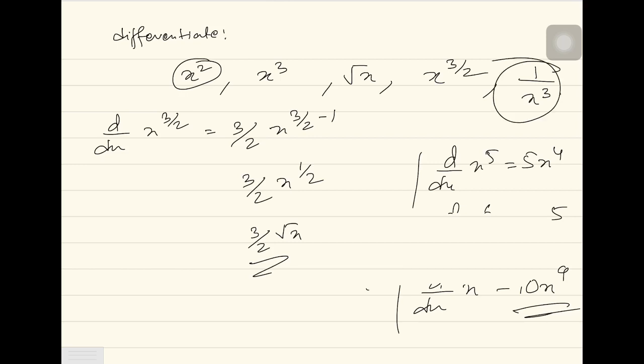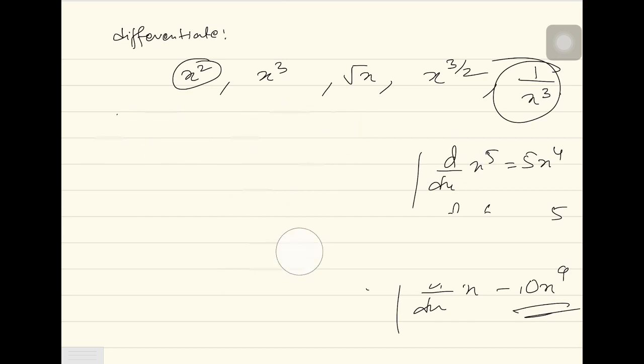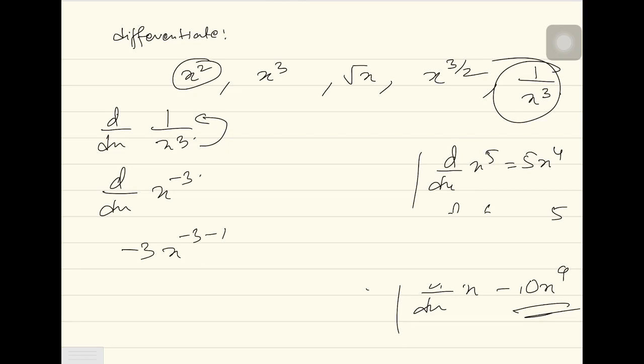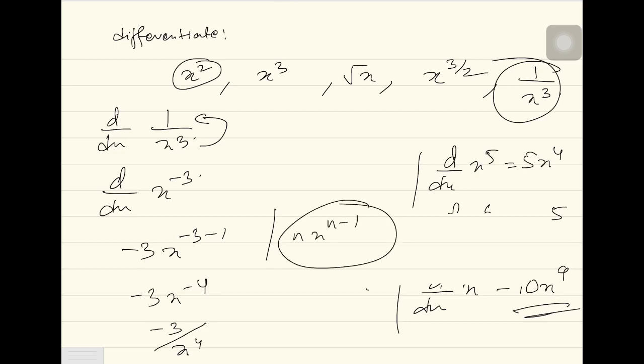What about the denominator powers of x? If you have powers of x in the denominator, let's see that as well. ddx of 1 by x cube. How to do this? It will be x to the power minus 3. So minus 3 x to the power minus 3 minus 1. That's minus 3 x to the power minus 4. So minus 3 by x to the power 4. Did you understand this? I used the formula nx to the power n minus 1. Any powers of x, you'll have to use the same formula. Got it? That's different powers of x.